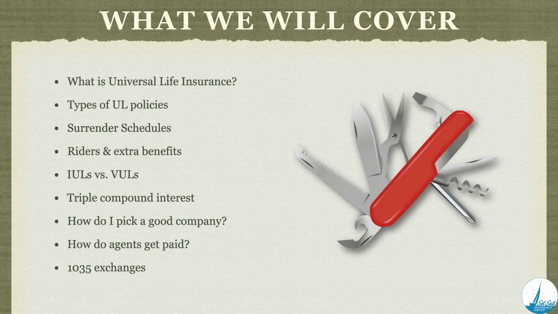Okay, what we will cover. Well, first we'll go over what is universal life insurance, the types of UL policies, surrender schedules, riders and extra benefits, IULs versus VULs, triple compound interest, how to pick a good company, how do agents get paid, and finally 1035 exchanges.